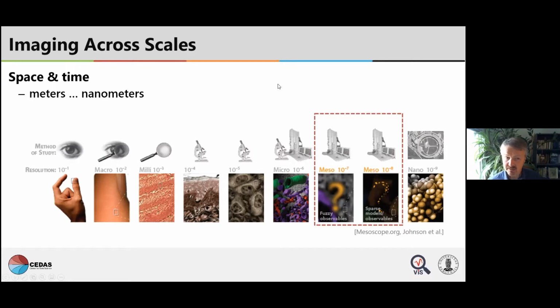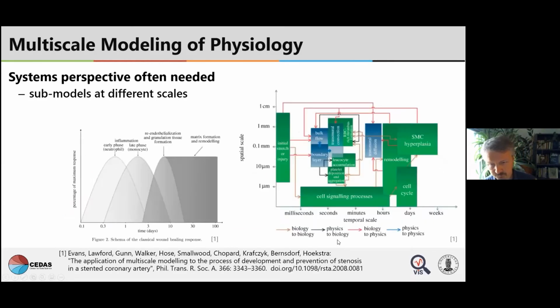I found it quite interesting to follow an observation by Johnson and others, here illustrated from the Mesoscope project, where the suggestion was maybe we are good at acquiring data on the large and on the small scales, but maybe we are missing out a little on the so-called mesoscale. And I think this is something to think about, and also an opportunity for the future.